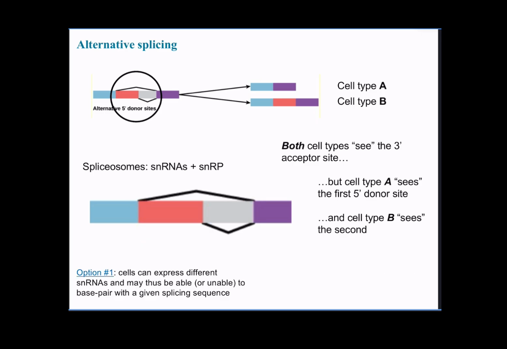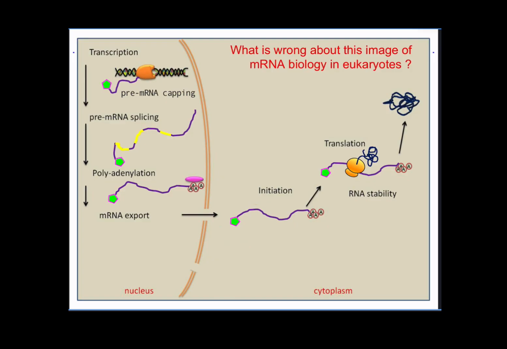And I think that's expressed here. So option 1, cells can express different snRNAs and may thus be able or unable to base pair with a given splicing sequence. But that's not the only option. The second option is a lot less intuitive. So I'd like to ask you all first this question.